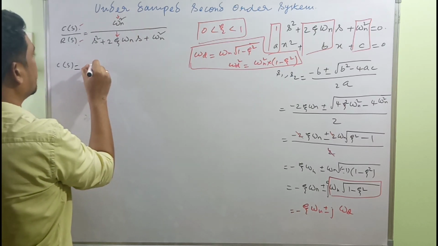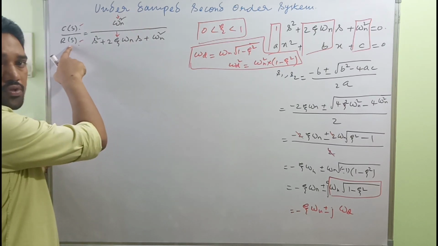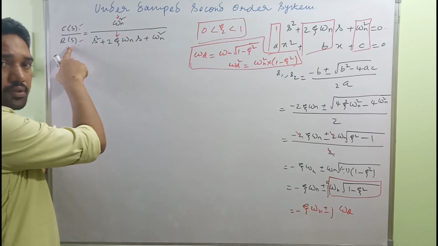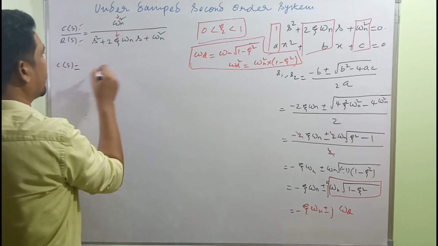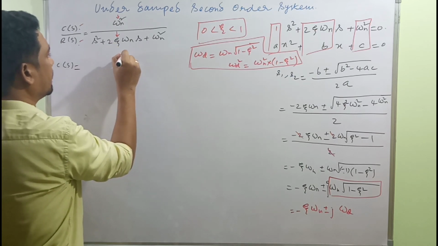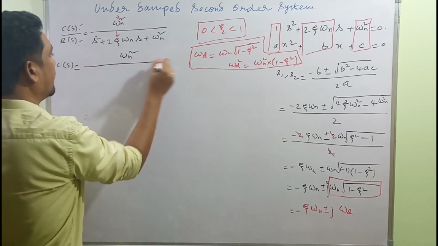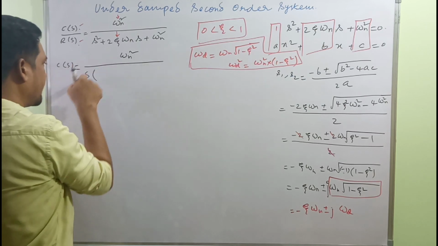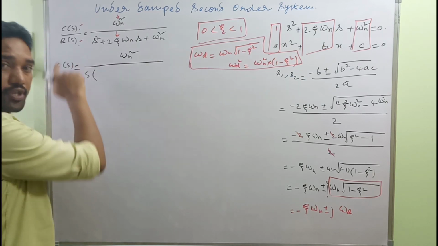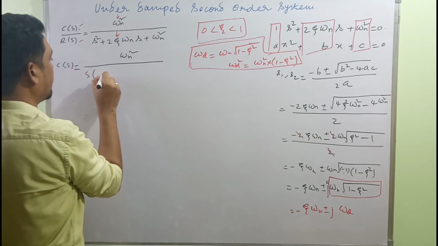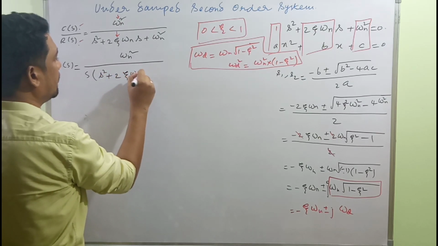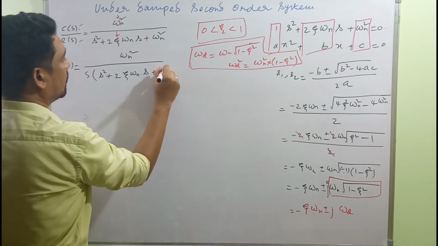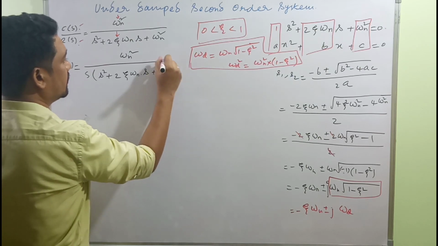We are talking about step input. The Laplace transform of the step input will be 1 upon s, so the expression will be omega n square by s, for the 1 by s of the step input R of s, times s square plus 2 zeta omega n s plus omega n square. So this is the transformation.